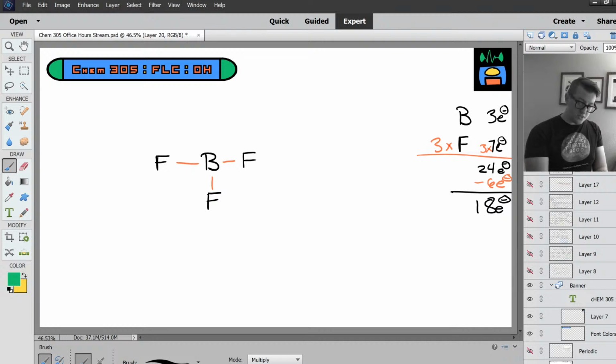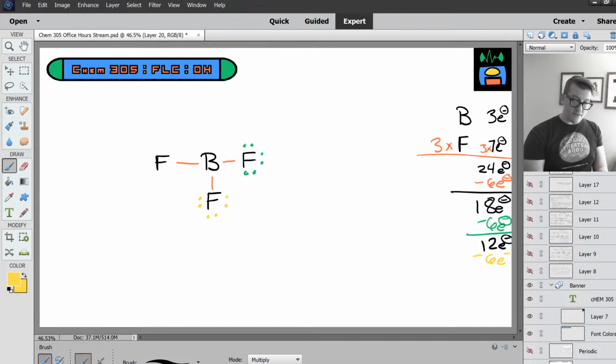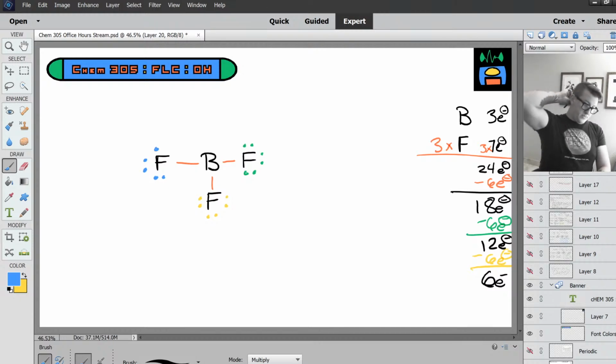To complete our first octet, we need to put 3 lone pairs on our first fluorine. So subtract 6. Now we have 12 electrons to spend. We need to spend another 6 to complete the octet of our second fluorine. This will leave us with 6 yet again. And then finally, we spend our last 6 electrons to complete the octet of our third and final fluorine.